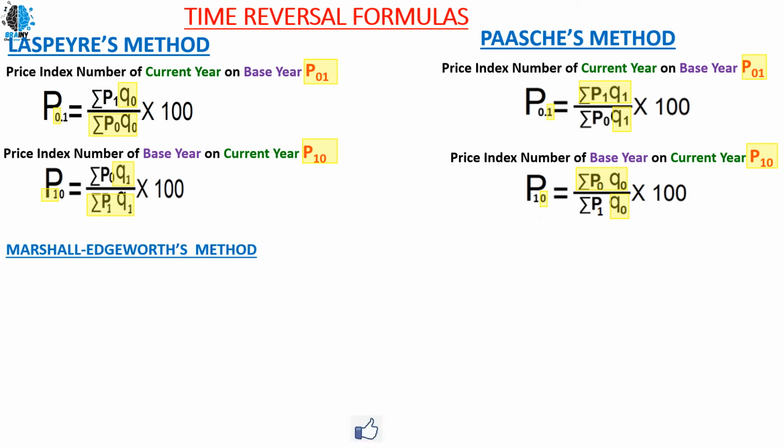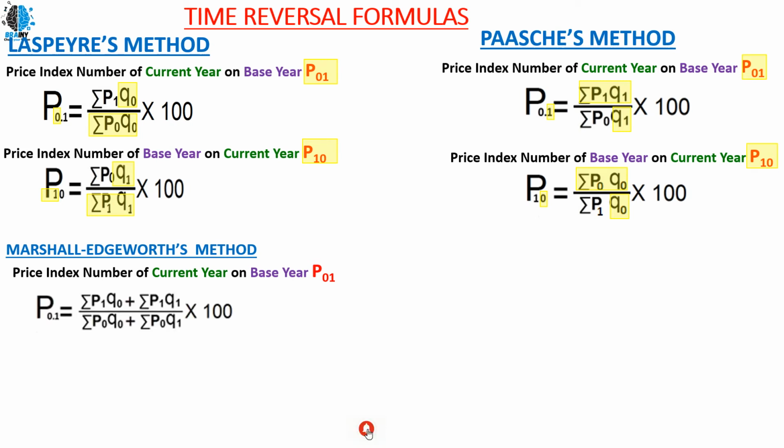Next we have the Marshall-Edgeworth method. Under the Marshall-Edgeworth method, we have the price index of current year on base year as P01. The Marshall-Edgeworth method is a combination of the Laspeyres and Paasche formulas.